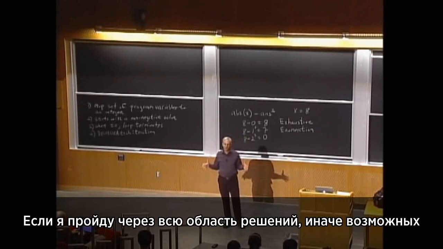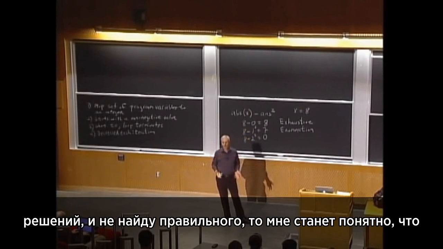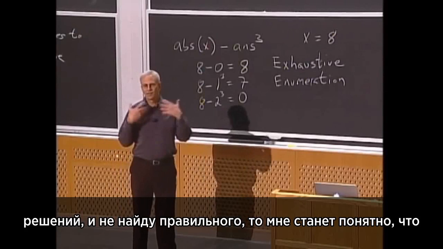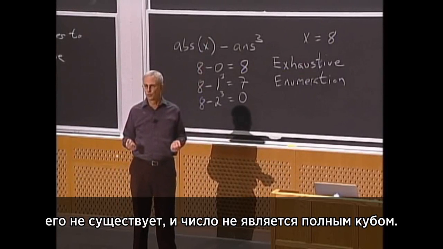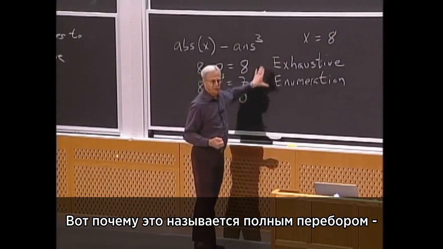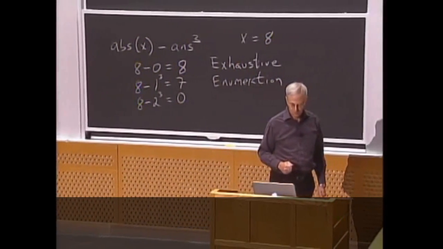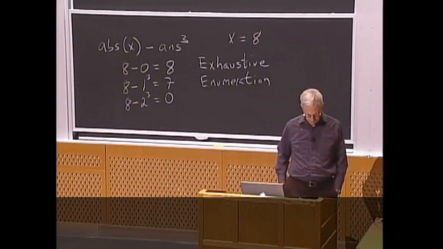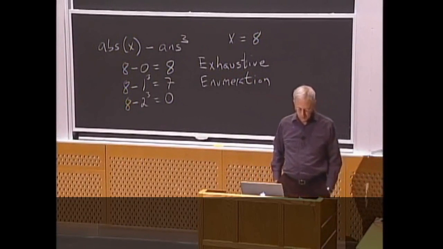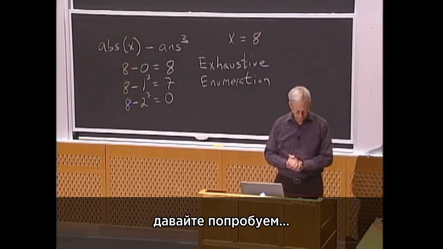If I get through the entire space of possible answers and I don't find a solution, then I know that it doesn't exist and it's not a perfect cube. So that's why it's called exhaustive enumeration, because I'm exhausting the space of possible answers. Does that make sense to everyone? So let's try it.